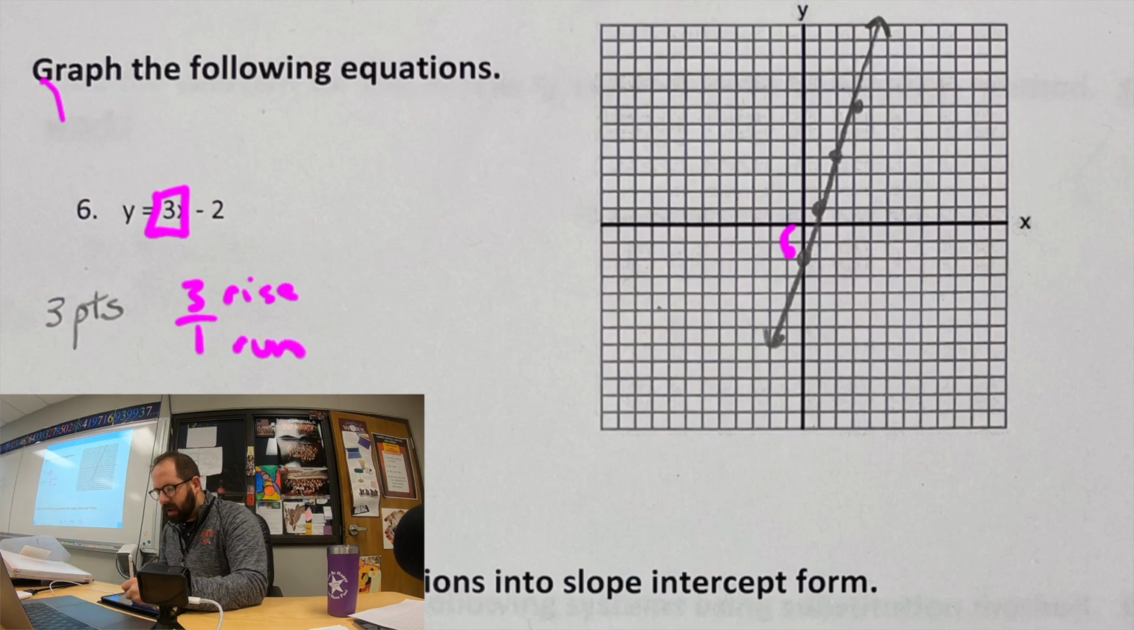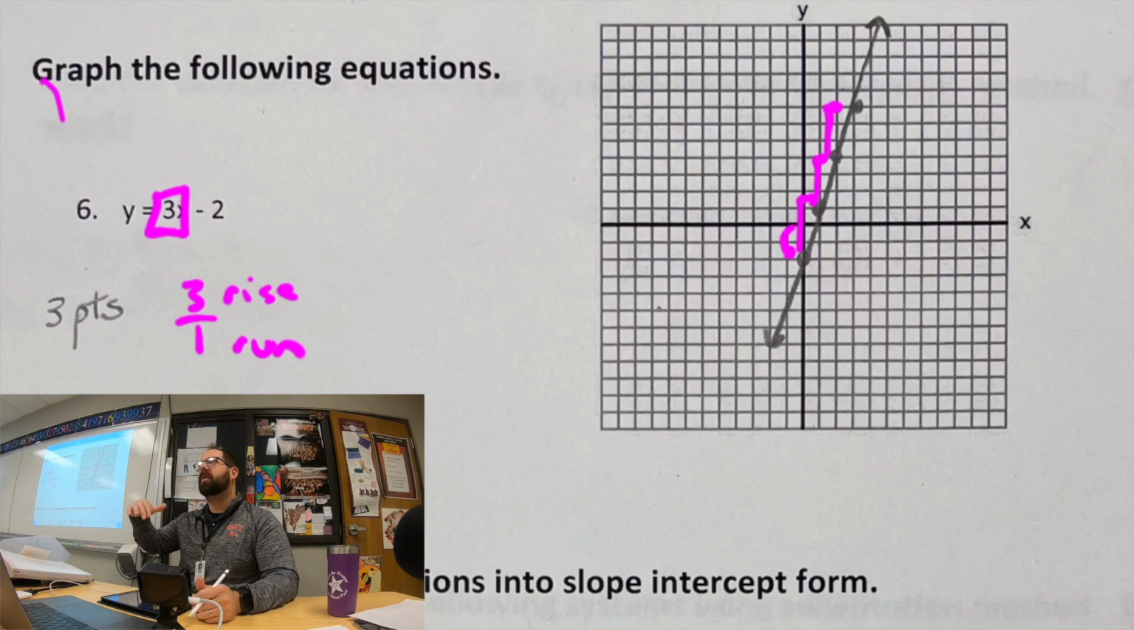Go up 3 over 1. Up 3 over 1, up 3 over 1. The most common mistake, people went the opposite direction. They went like up 1 over 3. No. Top number's the rise. So, all right, but there you go. That's the type of graph I want to see.